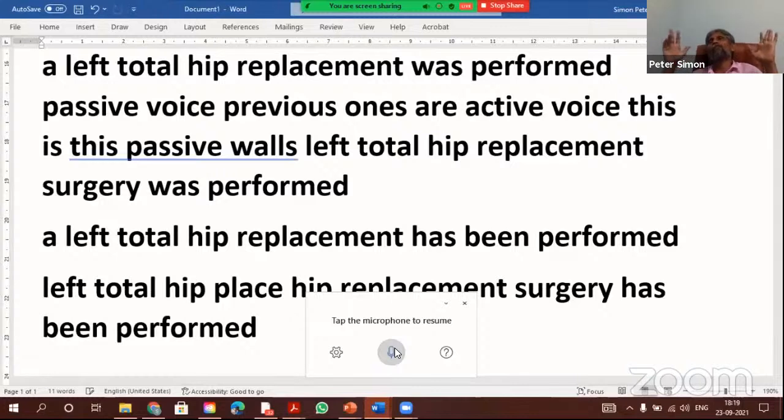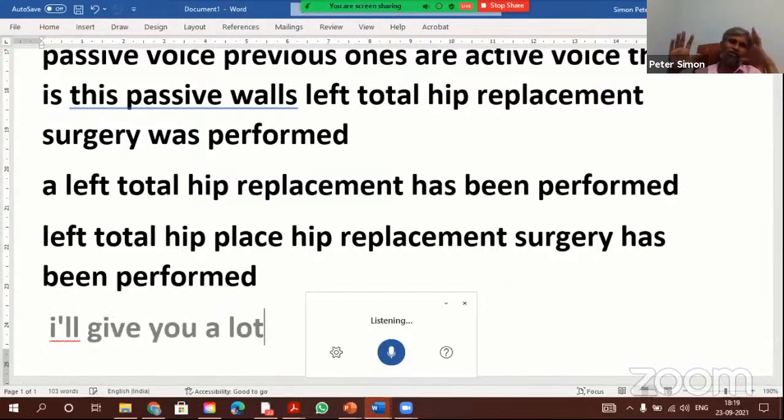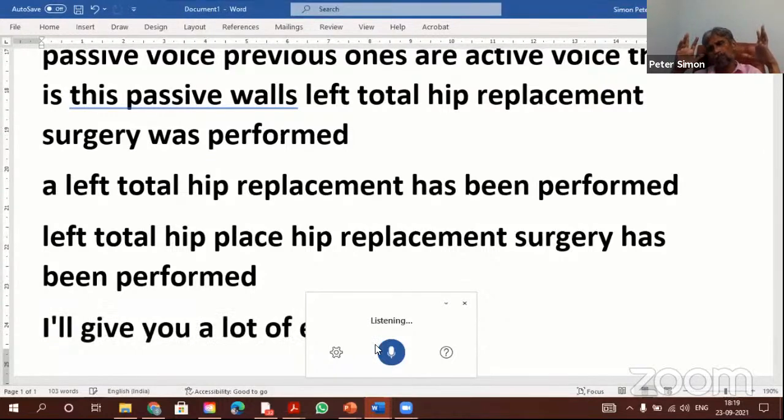Now here, why so many different variations of sentences are there? Now let me tell you one thing. Many sentences, okay. I'll give you a lot of examples. So try to learn the different things for different situations. You have to dance according to the rain. That's it.